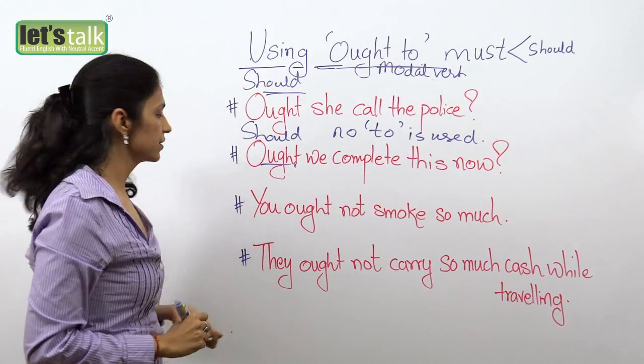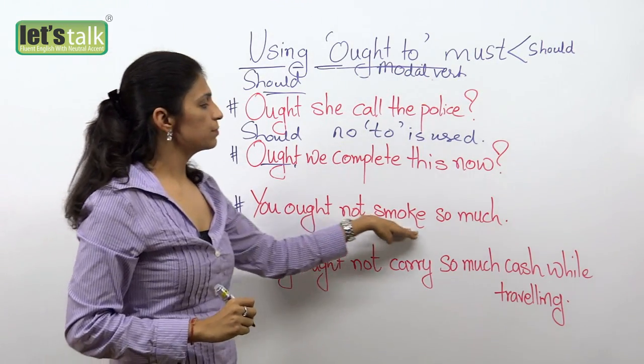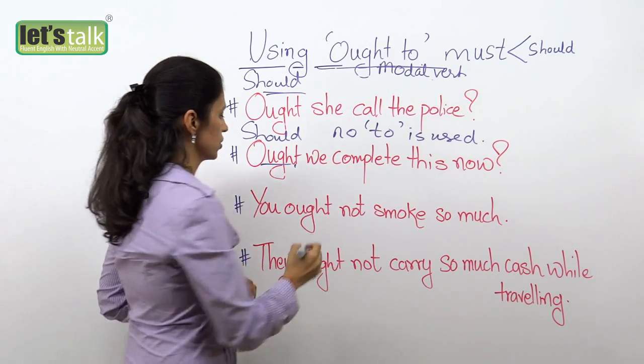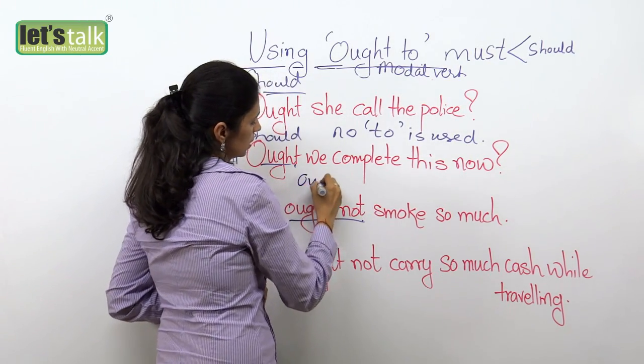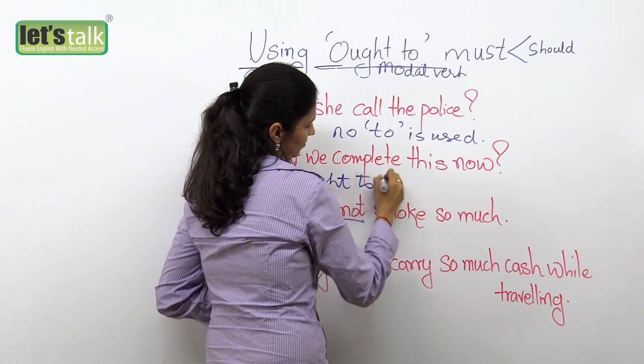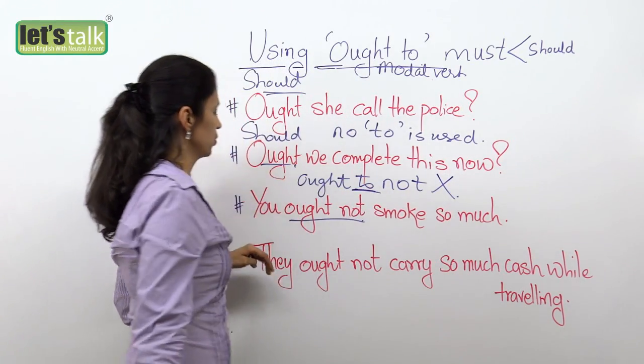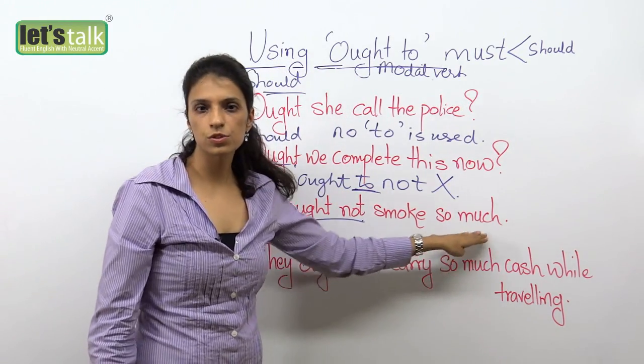Let's take a look at some negatives. You ought not smoke so much. Well, it's very bad. You should not smoke so much. So you ought not. Do not say ought to not. Okay, this is completely wrong. You do not use this to. You just say you ought not smoke so much.